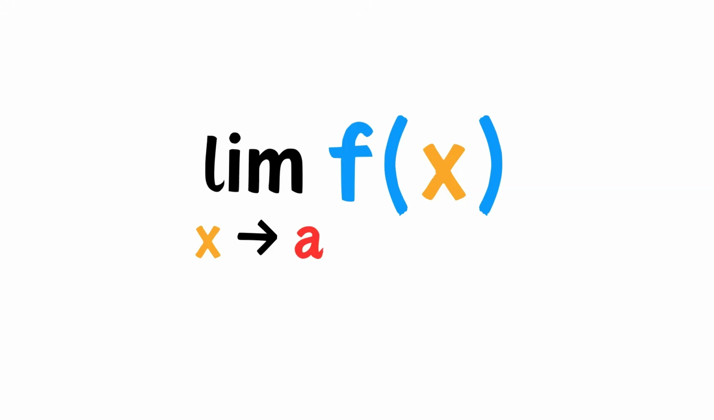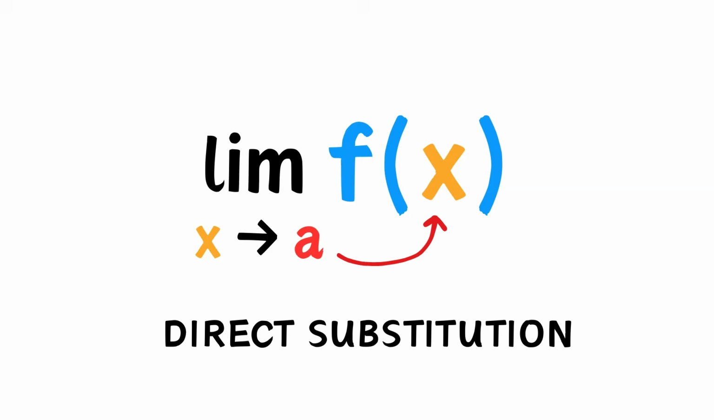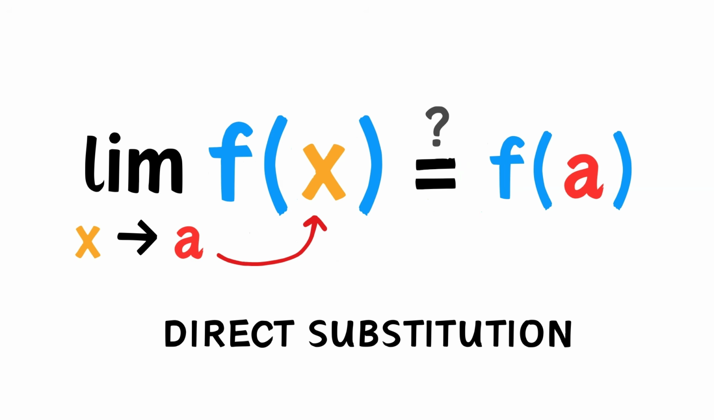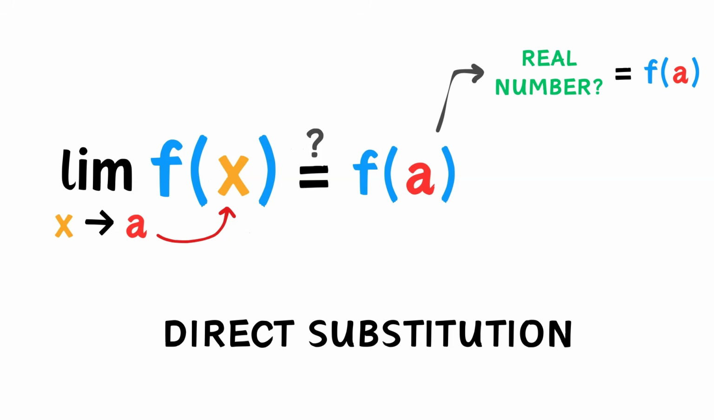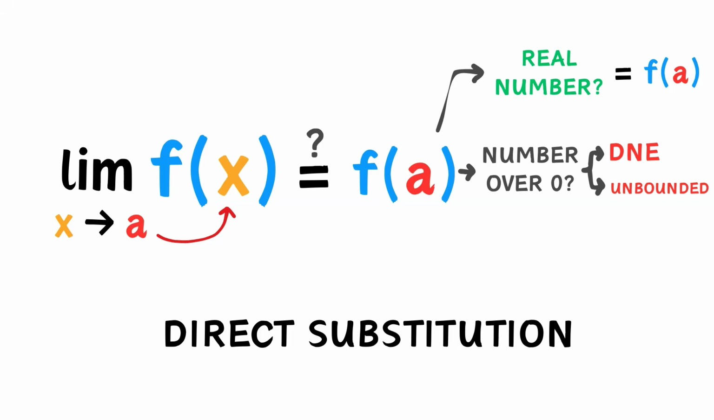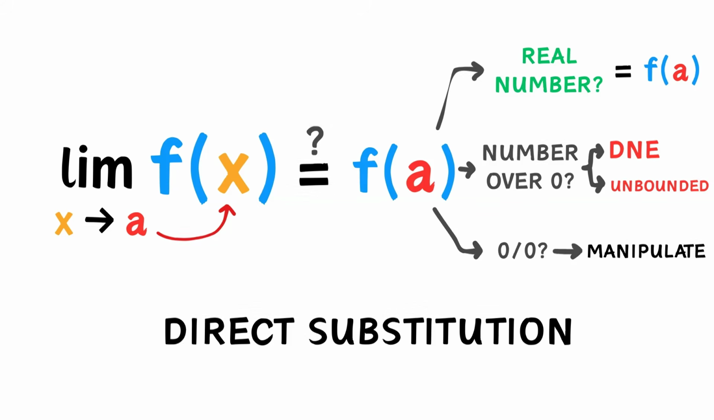When all we have is a limit, the first step is direct substitution into the function. The output will tell us about the limit. If the result of the direct substitution is a real number, then that's the limit. If it is a number over 0, then the limit either does not exist or is unbounded. And if the result is the indeterminate form 0 over 0, that tells us that we can try to manipulate the equation and hopefully find the limit. Let's see what all this means.